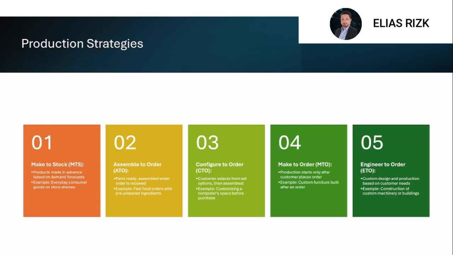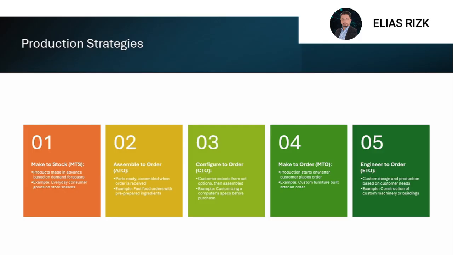Now, the third one is configure to order, or CTO. It takes things a step further. Here, the customer chooses from specific options and the company builds the product to match that unique configuration. It's like ordering a custom computer. You pick the memory, processor, and storage, and the company builds it for you. It's a balance between customization and quick delivery.